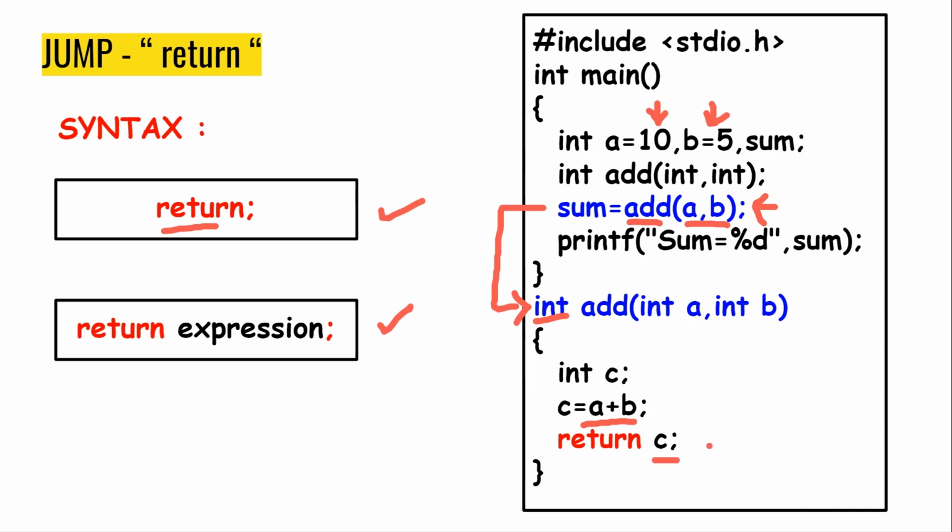So when you return the value c, it will go back to the calling function. Where we have called, the control will go back and the value gets assigned to sum and it will print sum. Instead of return c, you can write return a plus b also. So return statements are used to terminate the execution of a function and return the control back to the calling function.